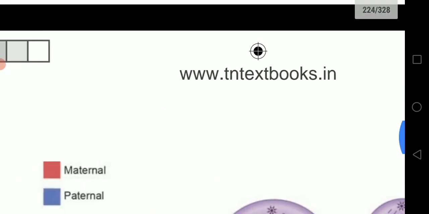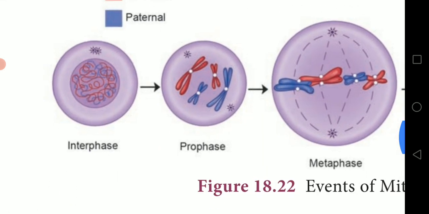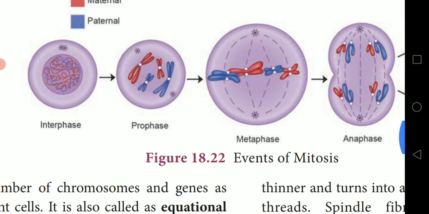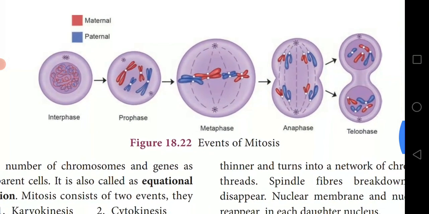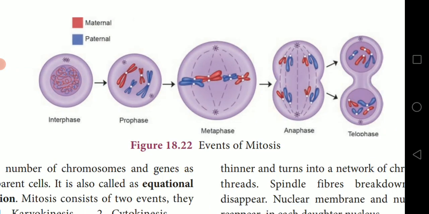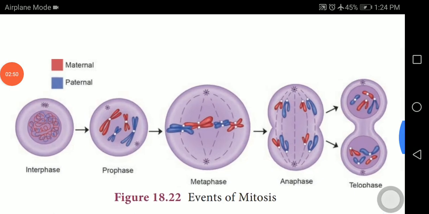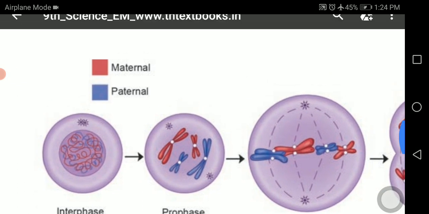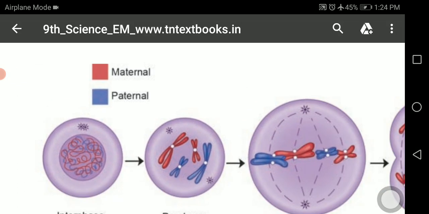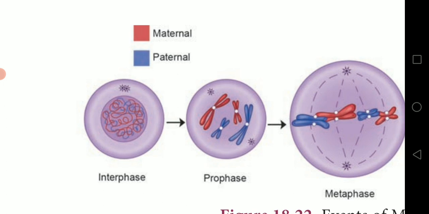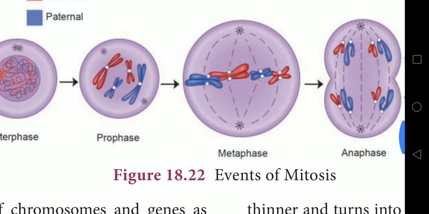We'll see the diagram of mitosis here. The picture you are seeing shows the events of mitosis, the stages which occur in the process of mitosis. You can find this in your textbook. Here, the first one is maternal, that is the mother cell. Paternal means father cell, we can see here. We'll see the stages of mitosis.